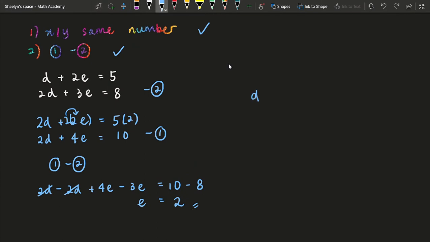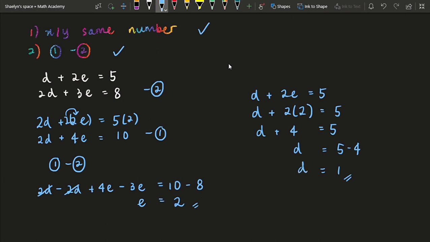So D plus 2E equals 5. D plus 2E. What is E? E is 2. So you can find D. So D equals 1. Yay! So you have found both D and E by using the elimination method. Is it very easy? I hope you understand what I'm doing. Okay, that's all for this.